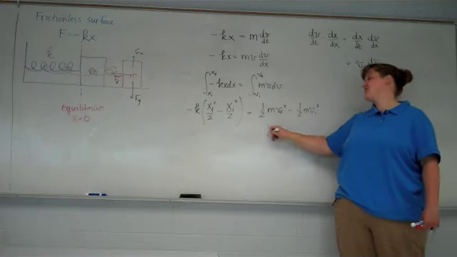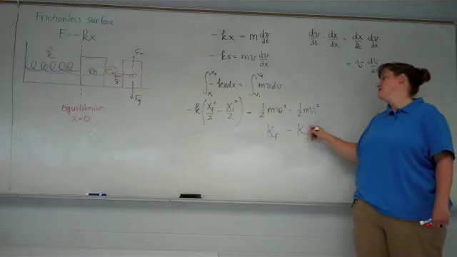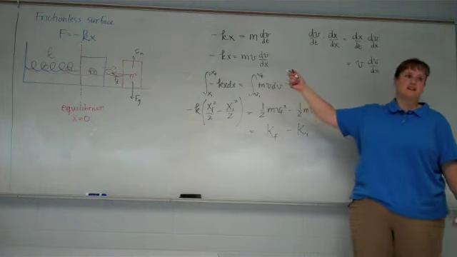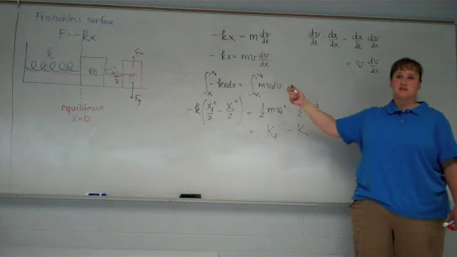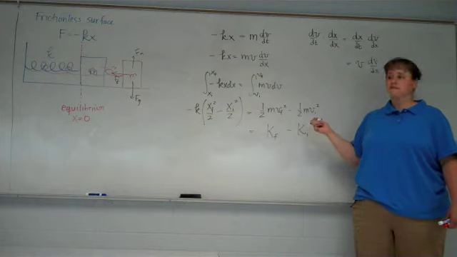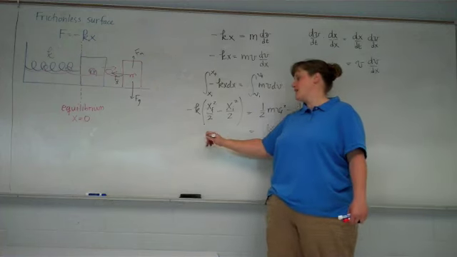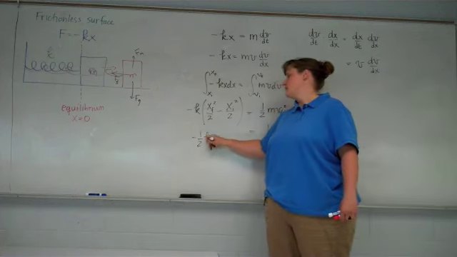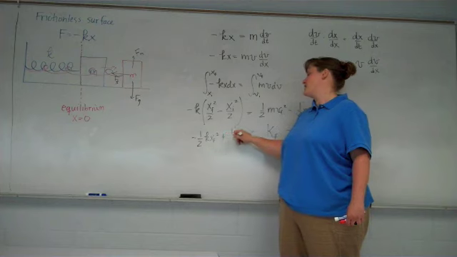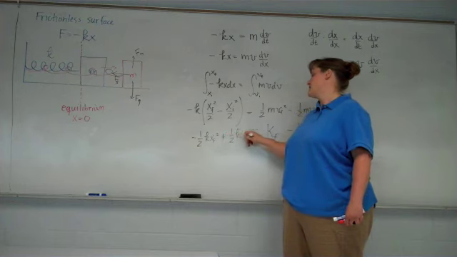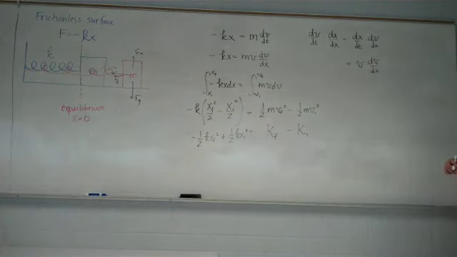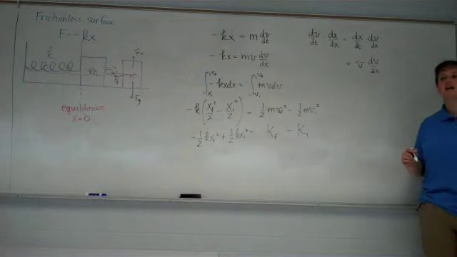This is still kinetic energy. Turns out, if you integrate any of your forces with respect to position, they're always going to equal the change in kinetic energy. Over here, we get negative 1/2 k x final squared. Negative times a negative is positive, so positive 1/2 k x initial squared. The left-hand side is our potential energy.